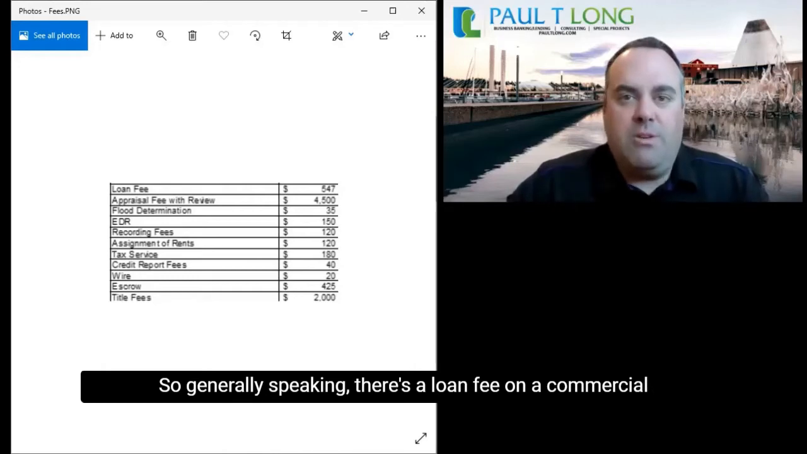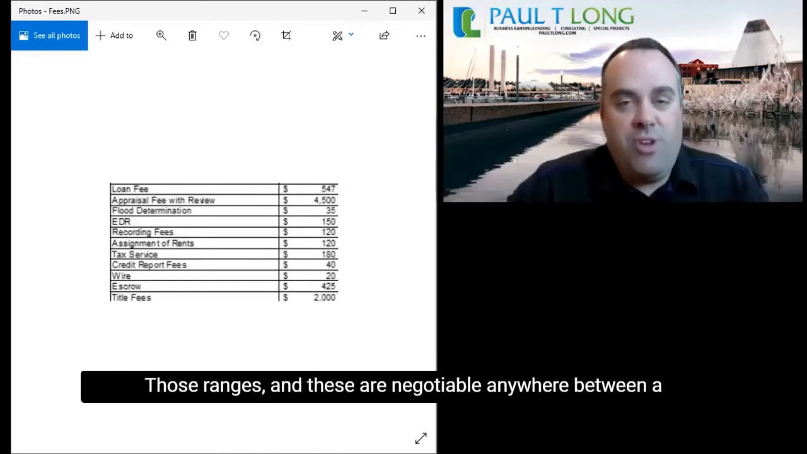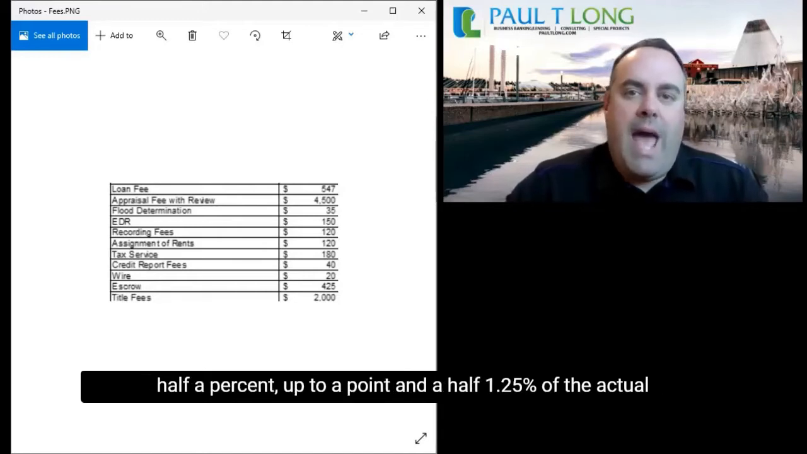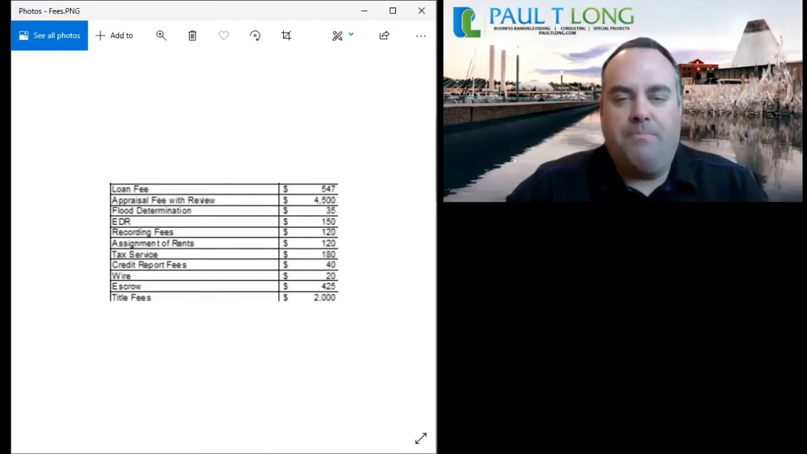So generally speaking, there's a loan fee on a commercial real estate loan. Those ranges, and these are negotiable, anywhere between 0.5% up to 1.25% of the actual loan dollar amount.